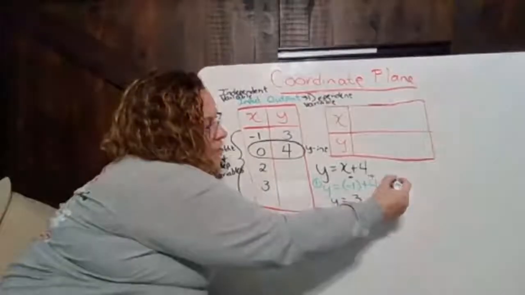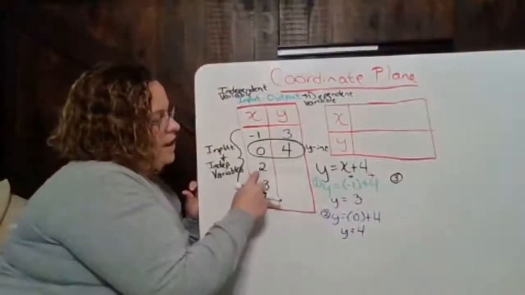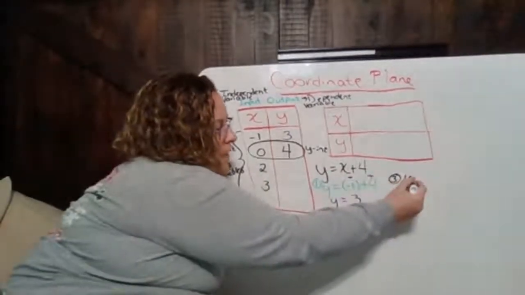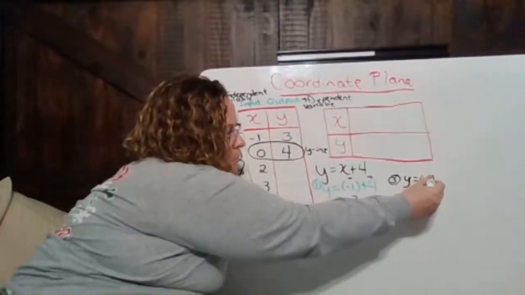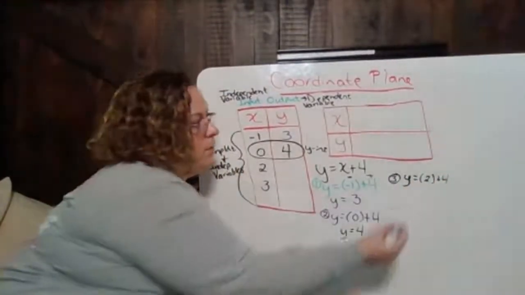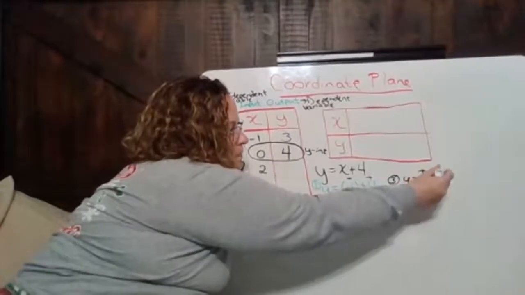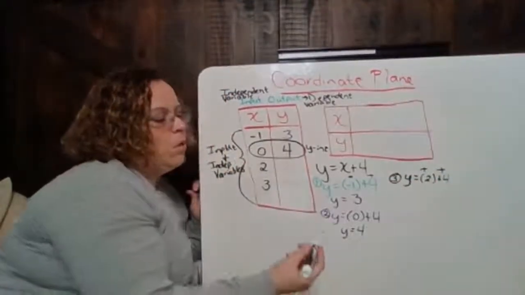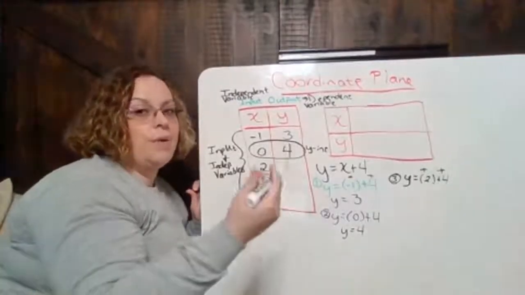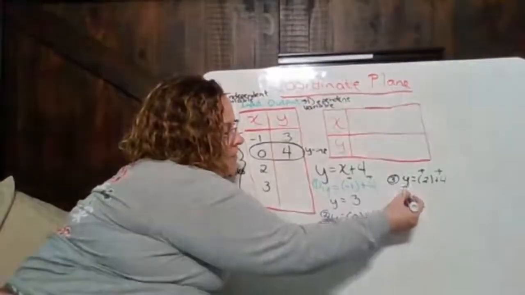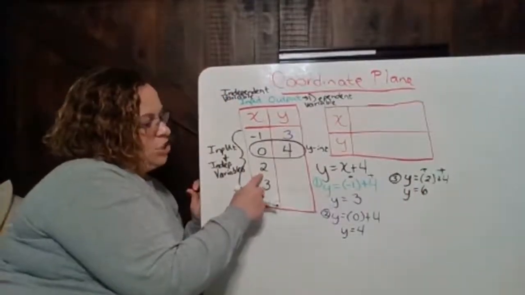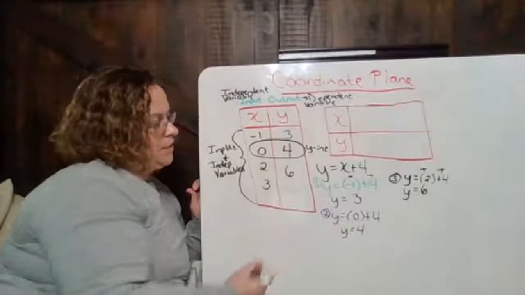All right, so now let's look at the third one. So now x is 2. So right here, I'm going to plug in 2. So y equals 2 plus 4. They're both positive. My signs are the same. What do I do when my signs are the same? I add and I keep the sign. So that means that y equals 6. So if my input is 2, my output is 6.